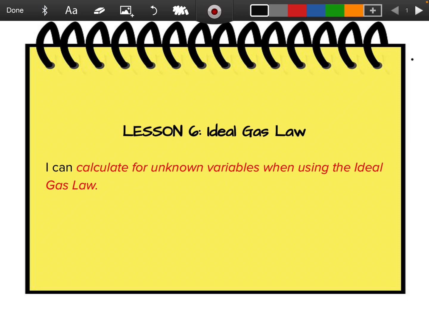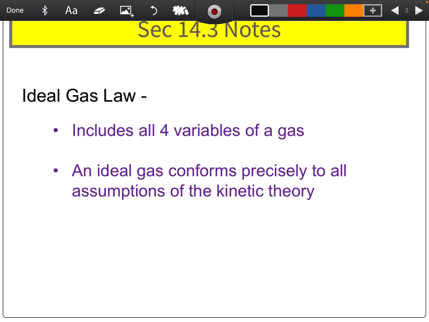So after these notes, you will be able to calculate any unknown variables when using the ideal gas law. So make sure you have your notes packet available and a calculator. All right, so the ideal gas law.